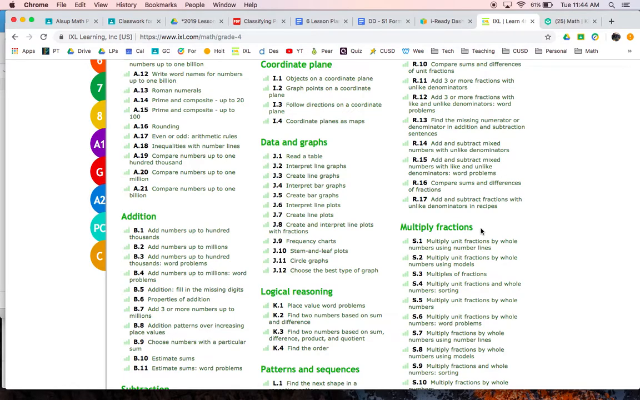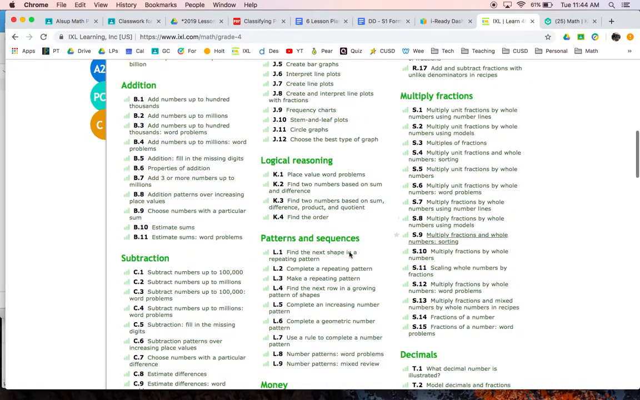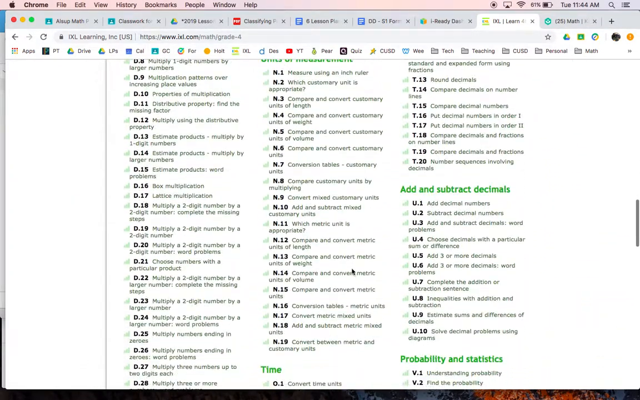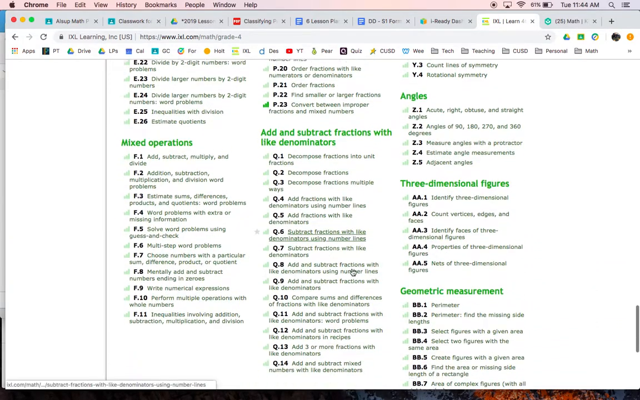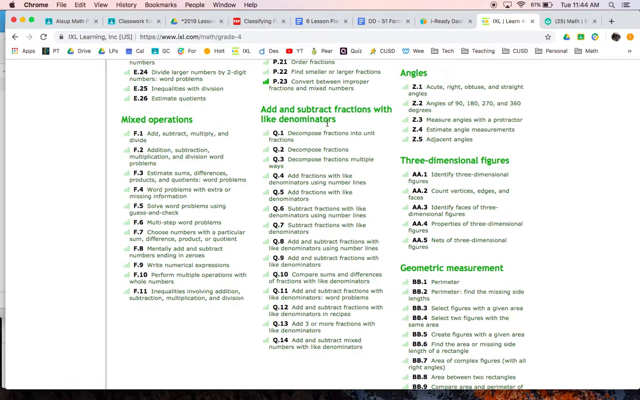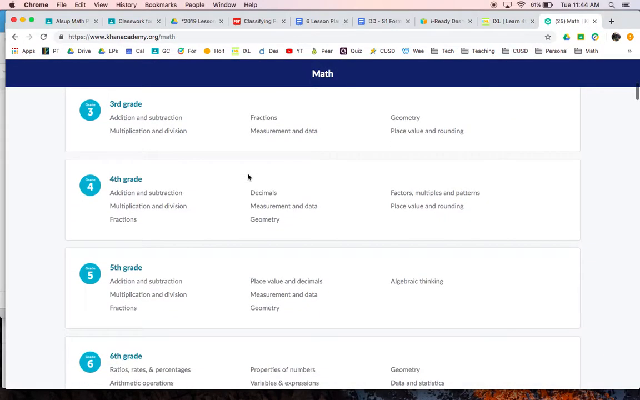While I'm looking at fourth grade, you'll start to see algebraic concepts, and patterns and sequences is a good place to start if you want to review under algebraic reasoning. Adding and subtracting fractions is also a good one for review. I'm going to look at Khan Academy fourth grade. Okay, multiplication and division, fractions, decimals. Right here, factors, multiples, and patterns, that would be algebraic reasoning.